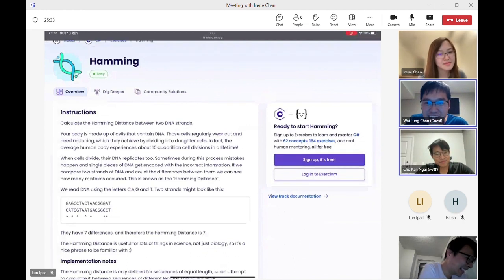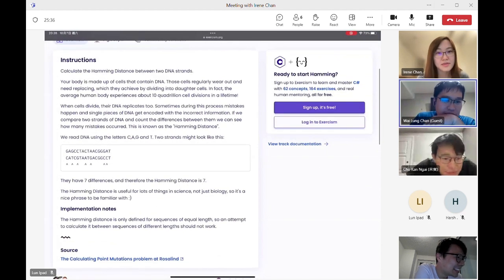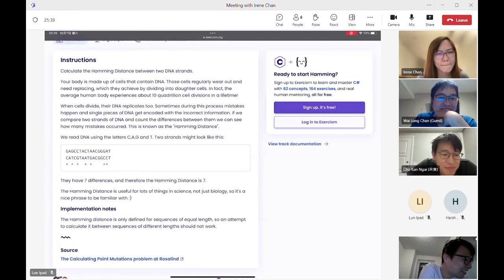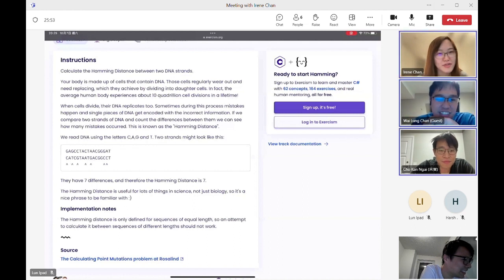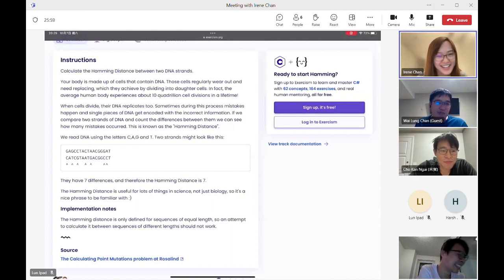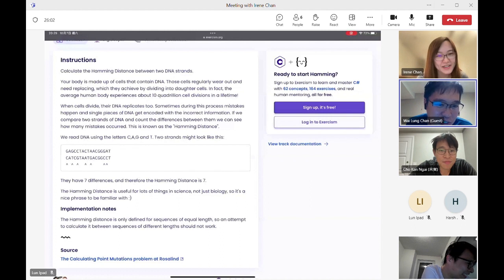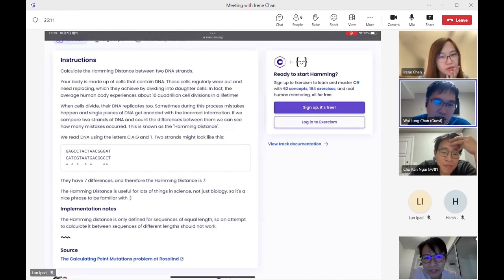Which one? Hamming. Okay, we try Hamming. Calculate the Hamming distance. DNA. Your body is made up of cells that contain DNA. Cross out this paragraph. It tells you nothing about the question. So what is Hamming distance? How many mistakes occur? One cell divided. If we compare two strings of DNA and count the differences between them, we can see how many mistakes occur.